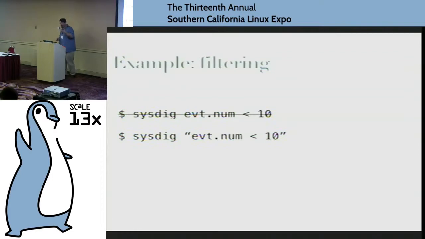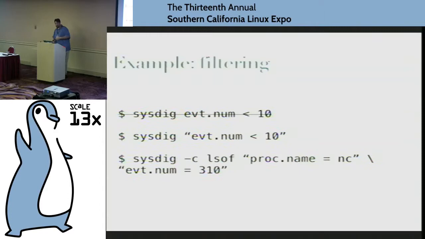Exactly. We don't want to do that because it's going to be read as an input redirection. Instead, encapsulated, Bash doesn't care at that point. It's now passed as part of the string, and boom, that filter is going to work for you. Here, we're actually using a chisel, and we've got double quotes around proc.name=nc. We're passing that to the chisel. We're passing the event number 310 outside of that.